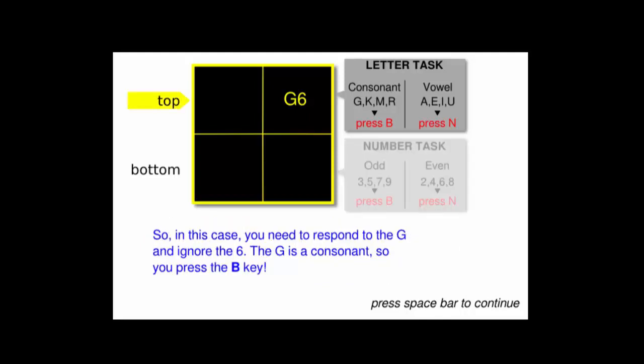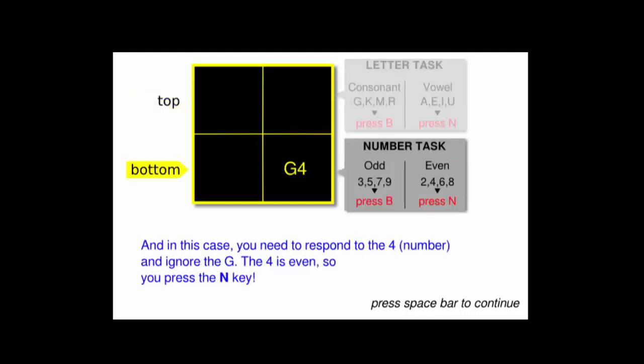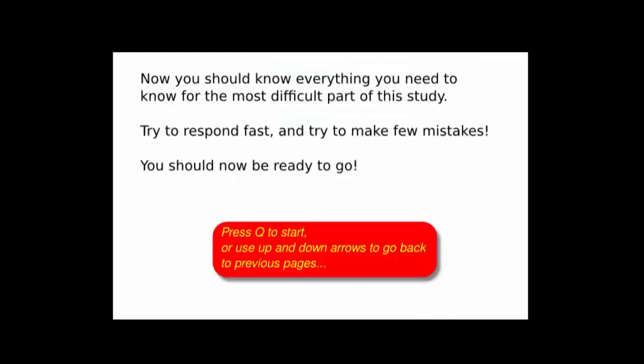If we're looking at the top of the screen, you need to respond to the G and ignore the 6. The G is a consonant, so you press the B. If the combination appears at the bottom of the screen, you need to respond to the 4, the number, and ignore the G. The 4 is even, so you press N. That's everything you should know for the most difficult part of the study. Try to respond fast and try to make few mistakes.